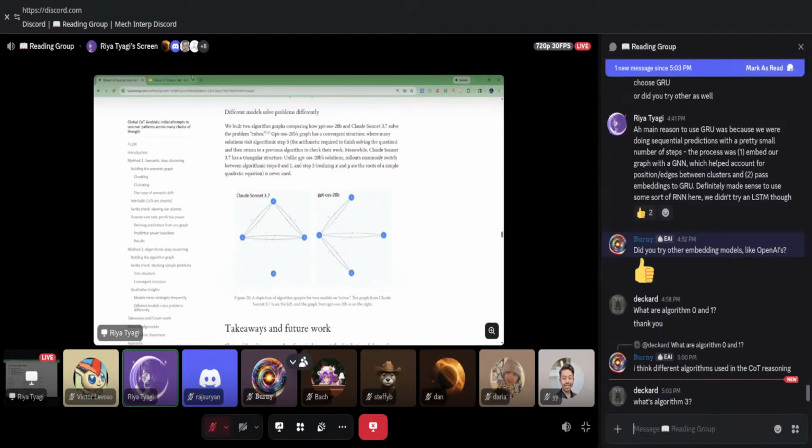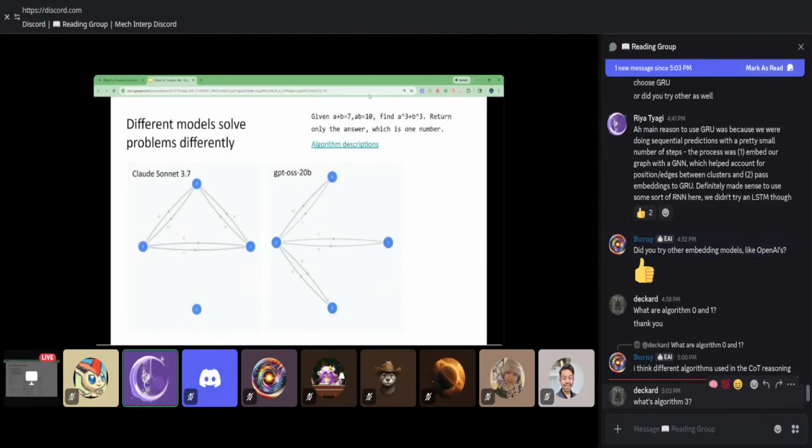Oh, algorithm 3. Oh, wait. This is just the arithmetic required to finish the question. So once you figure out your a and b values, then you just plug in a cubed plus b cubed. So it's just the final step to the question, which is why there's only one way to do it.